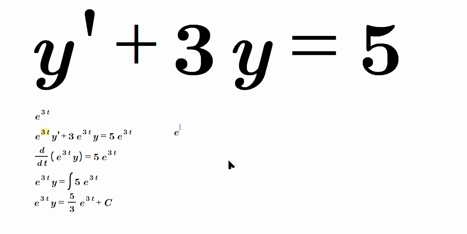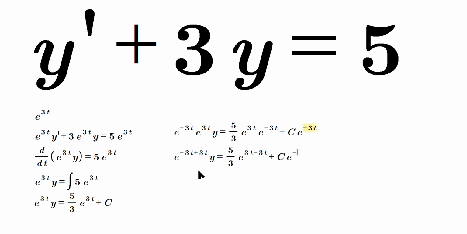You can do that by multiplying by e to the negative 3t. So e to the negative 3t times e to the 3t, positive, times y is equal to 5/3 of e raised to the 3t times e to the negative 3t, and then plus that c e raised to the negative 3t. On the left side, you have e to the negative 3t plus 3t by rules of exponents, times y. Then you have 5/3 e raised to the 3t minus 3t, and then the next term is c e raised to the negative 3t. Negative 3t plus 3t is 0, e to the 0 is 1.